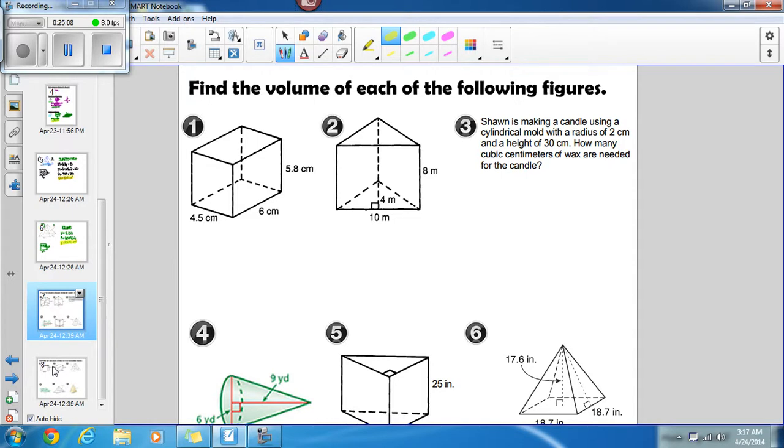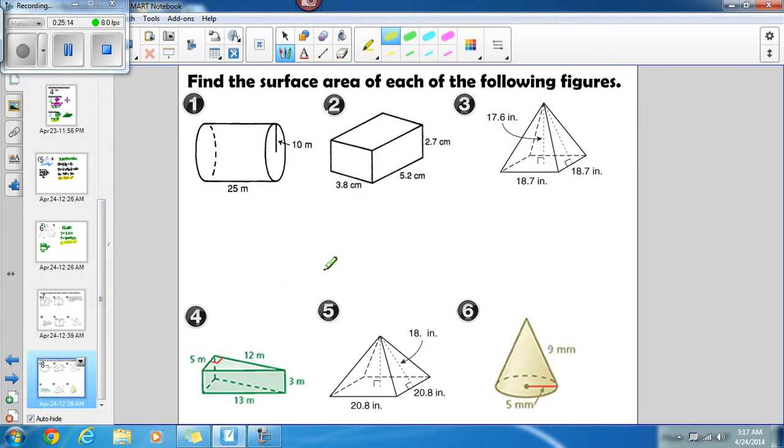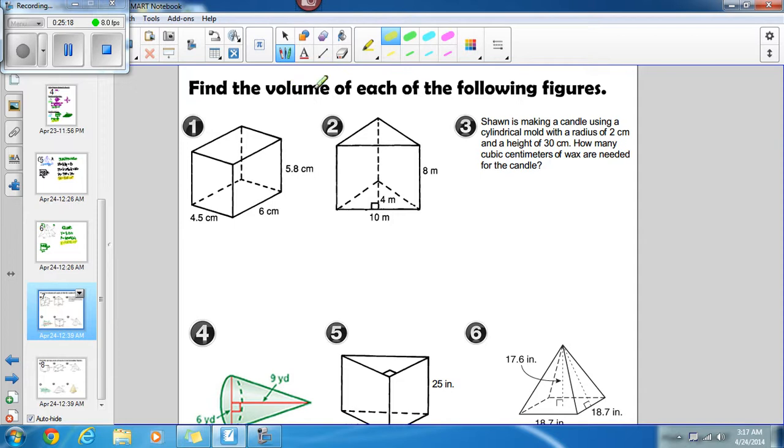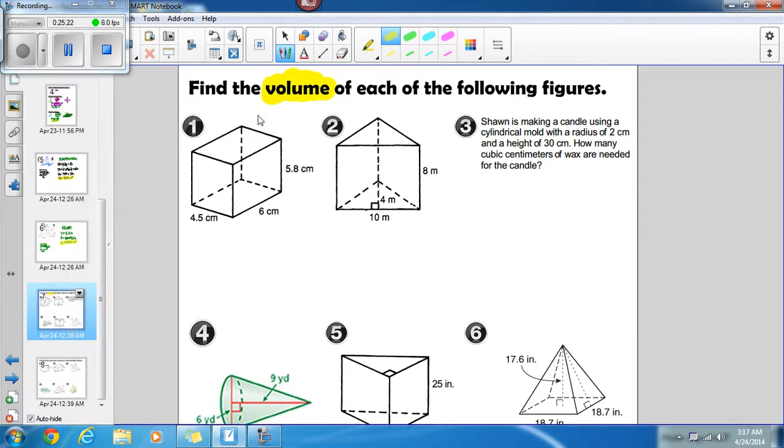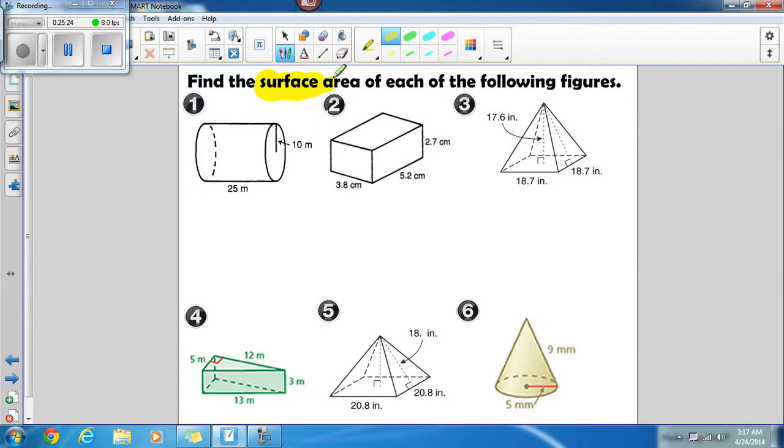Maybe I'll put the work too. I'll put the answers in the work. So what I want you to do is go ahead and work through these 6, then look at the answers. Note that up here it says to find the volume for the first 6, and that for the last 6 it says to find the surface area.